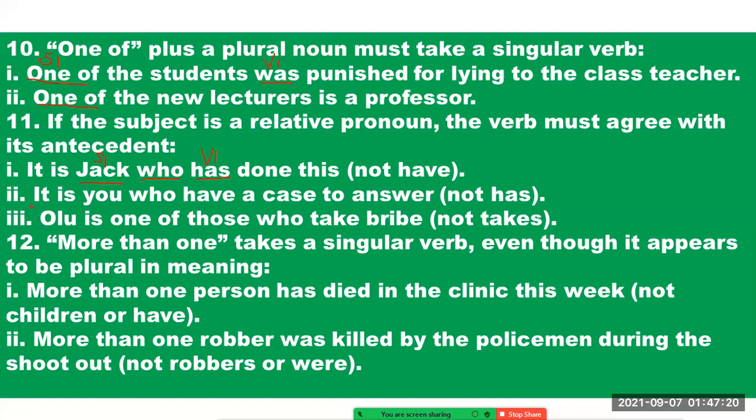Now let's look at example II. It is you who have a case to answer, not has. Because the antecedent of who is you. If we remove "it is" and we remove who, then what do we have? In mathematics, you talk of elimination. If we eliminate these other things, we have: you have a case to answer. You can as well use the elimination method if you get confused. In the first example, when you eliminate the rest, what you have is Jack. You cannot say Jack have; you must say Jack has. Jack has done. You have a case to answer. So whichever way we look at it, the rule of Concord is always correct.